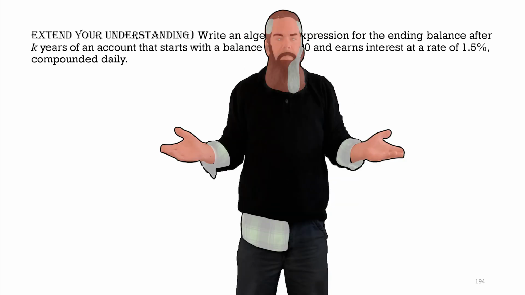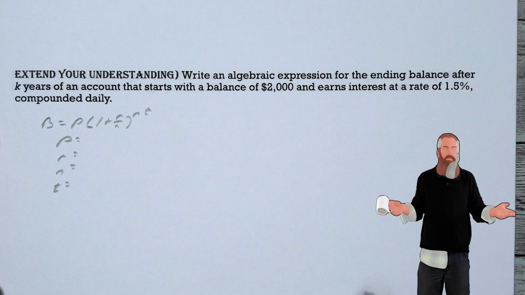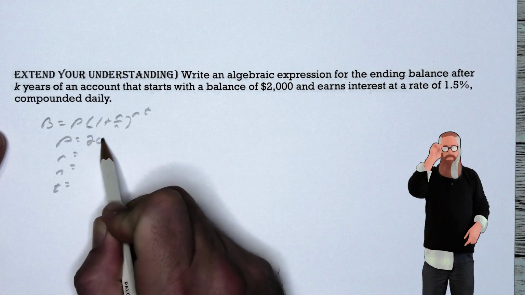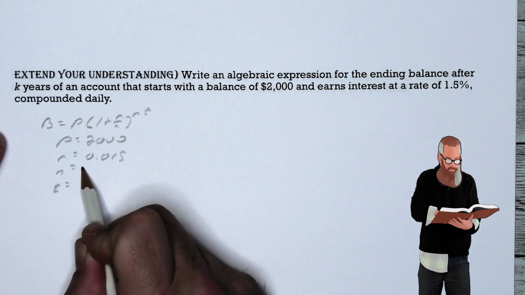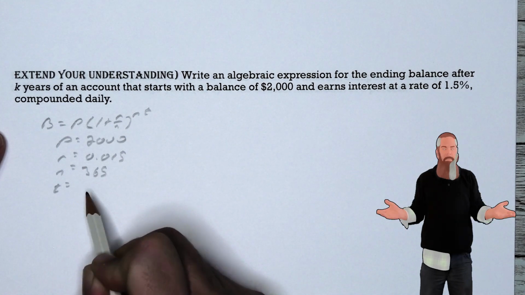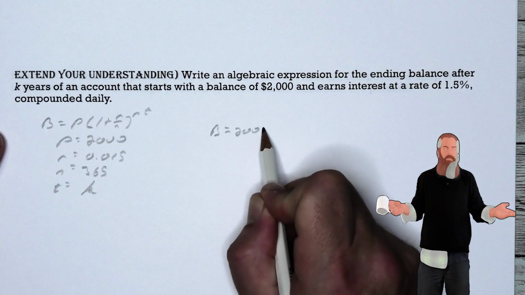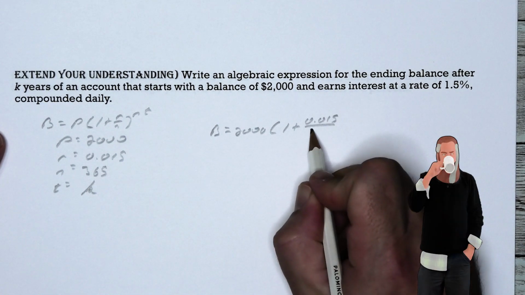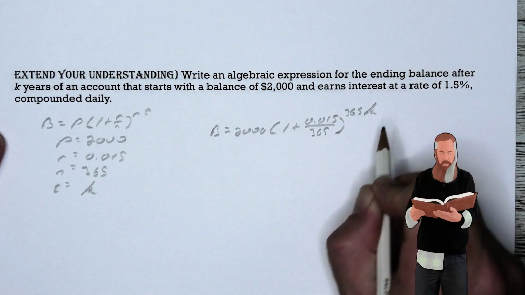Now let's extend our understanding of this and write an algebraic expression with the ending balance after K years for an account that starts with a balance of $2,000 and earns an interest rate of 1.5% compound daily. The first thing to do is to write out our equation and to get ready to fill in the variable values. P is 2,000. The rate is 0.015. The number of times per year is 365, but the time frame is unknown as K. So B would be equal to 2,000 times 1 plus 0.015 over 365 to the 365 times K exponent.